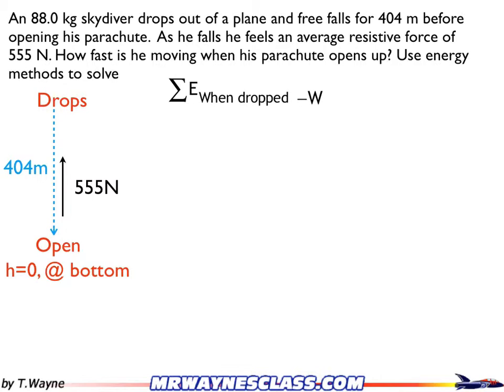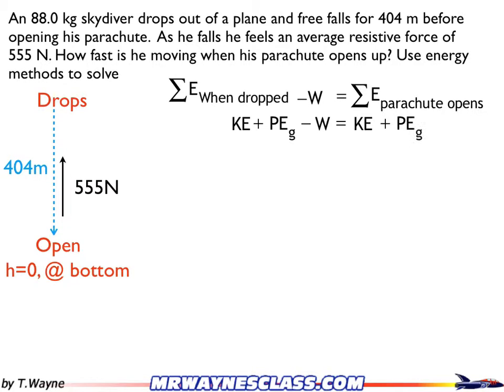Now I need another place to compare to, so I'm going to compare the other place as when the parachute opens, since the question asks how fast he's moving when it opens. So all this is equal to the sum of all the mechanical energy where the parachute opens at the bottom of his motion. Now I'll start looking at the energies. When he drops, I'm going to look at the kinetic energy he has at the top and the potential energy due to gravity. Then I'll subtract out the work that happens, because that's removing energy from what he started with, and that's going to leave me with energy left over of kinetic and potential.